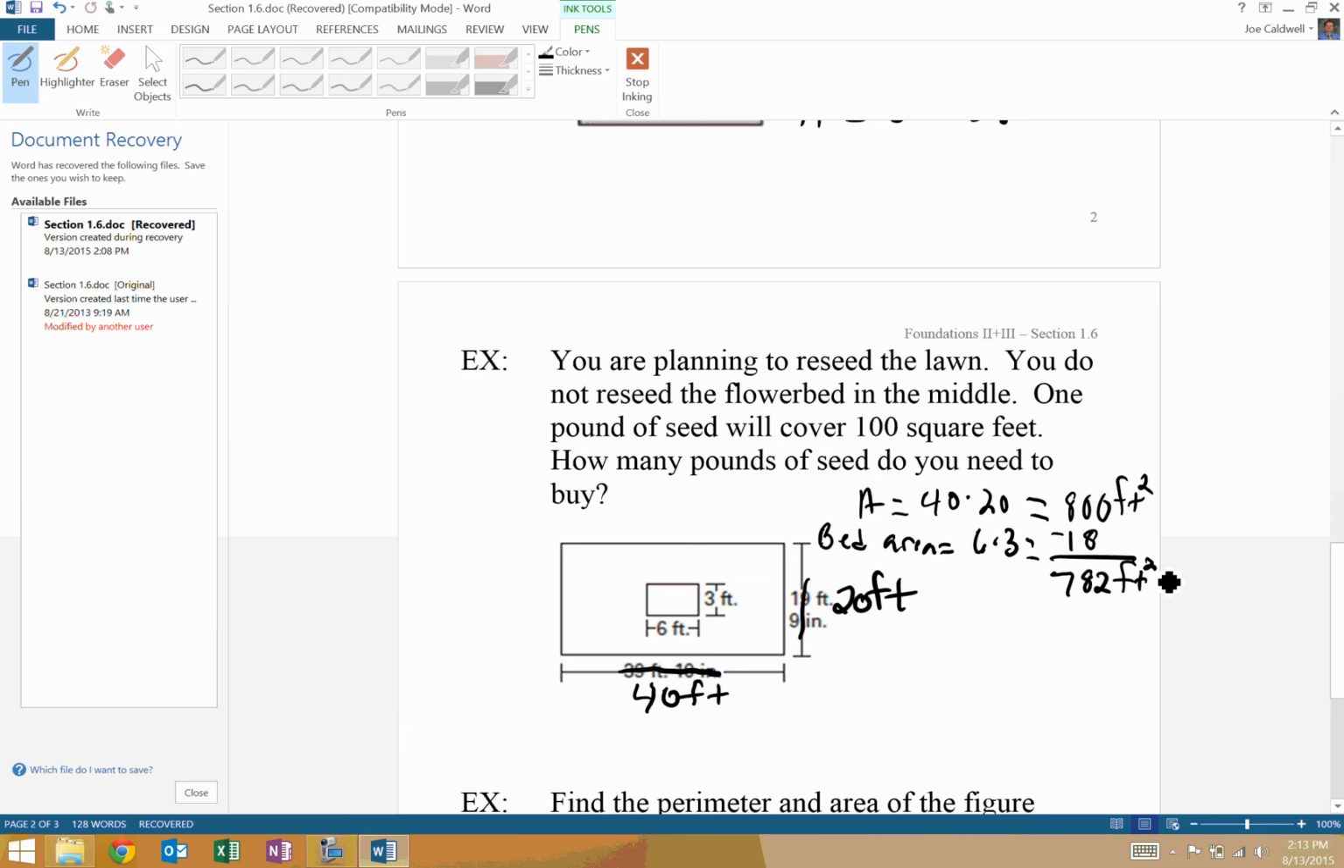So how many bags? One bag will cover 100 square feet. So that would mean 7 bags would cover 700 square feet, right? But that's not going to get us there. And so we'll have a little extra, but basically we will need 8 pounds of grass seed in order to kind of get us where we need. Okay?